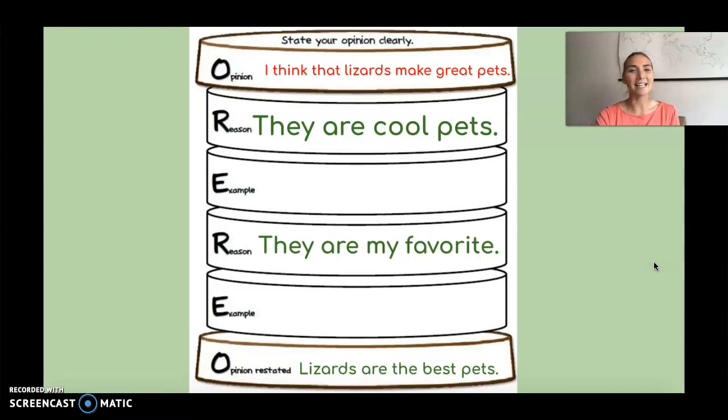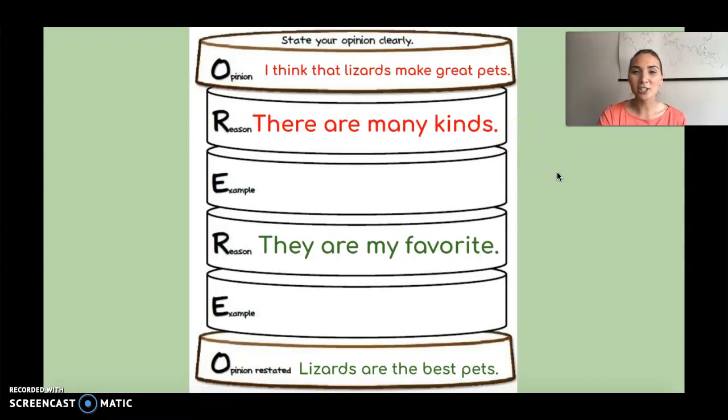Instead of saying, I like lizards, I can make that topic sentence stronger by saying something like, I think that lizards make great pets. My first reason, they are cool pets, can be changed to, there are many kinds. Some examples are geckos, bearded dragons, and skinks. These are examples of the different kinds. I think that lizards make great pets because there are many kinds. And here are some examples.